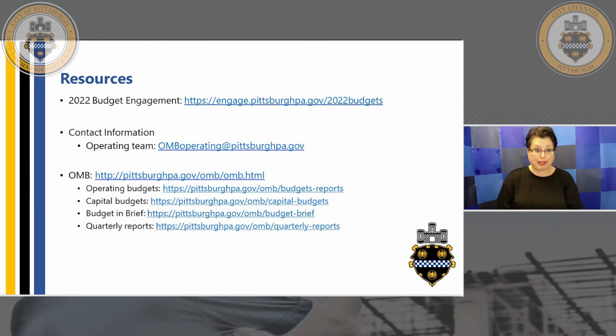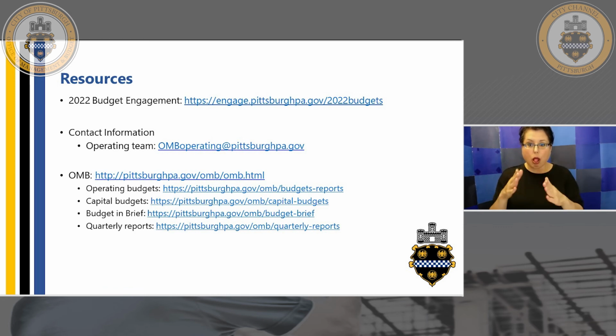All right, so some resources for you. The 2022 budget engagement is all housed in one convenient place, engage.pittsburghpa.gov/2022budgets. Contact information for the operating team is omboperating@pittsburghpa.gov. And once these slides go up, you'll be able to click through to the OMB website where you can get operating budgets, capital budgets, the budget in brief, and quarterly reports. You can get all the same information on the council budget website as well.